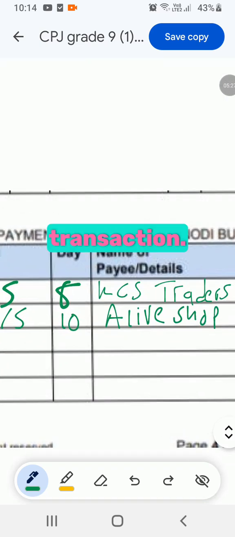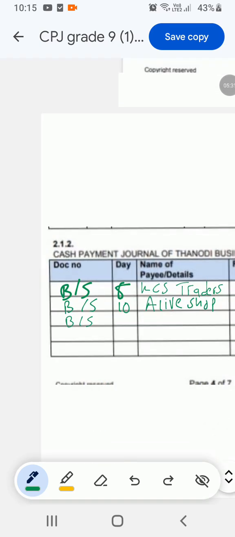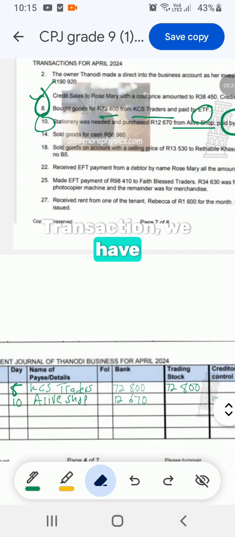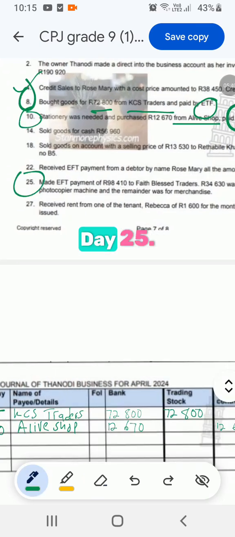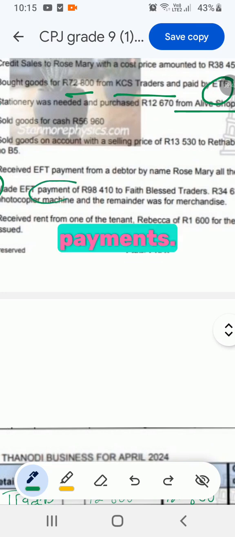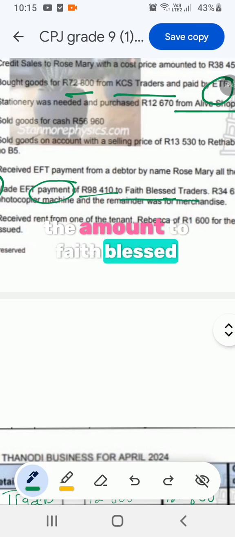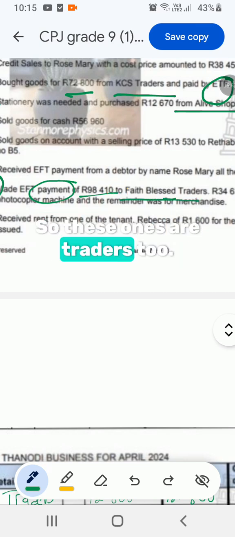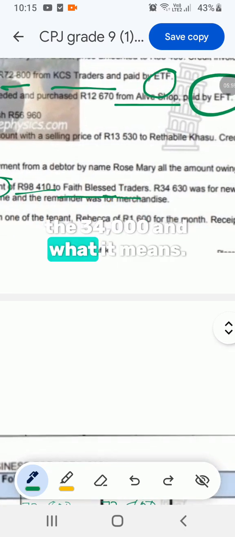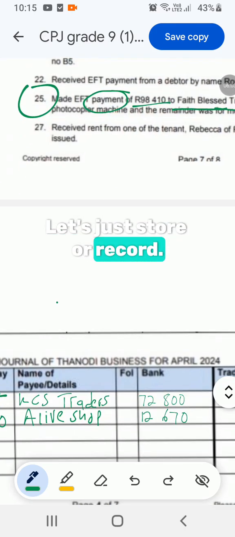Let's record another transaction. So we'll write that. Let's go to our transaction. We have 25. Day 25. They say they made an EFT payment. They paid for something. That's the amount to Faith Blessed Traders. So these ones are traders too. Now we'll get to the other amount, the 34,000, and what it means. Let's just record.